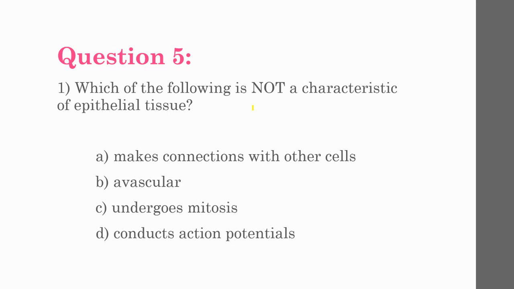So which one is not a characteristic of epithelial tissue? That is going to be D. Action potentials is going to be a feature of your nervous tissue.